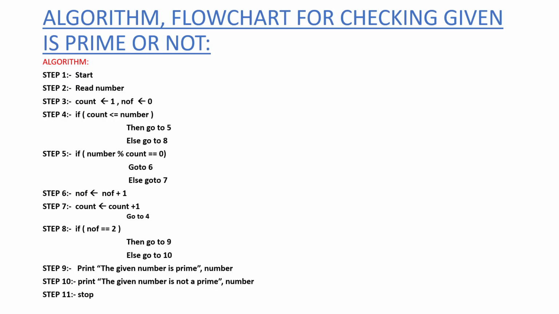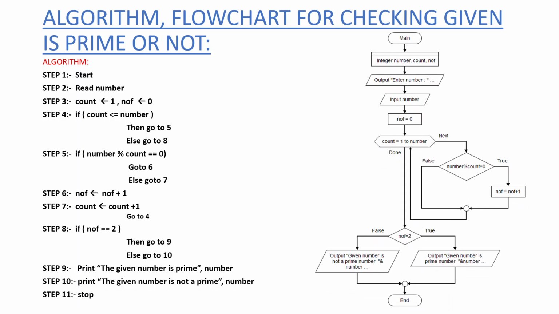When the condition fails, it moves to step 8 and checks whether the number of factors NYF is equal to 2 or not. If this condition is satisfied, it moves to step 9 and prints the given number is a prime number. If this condition fails, it moves to step 10 and prints the given number is not a prime number.